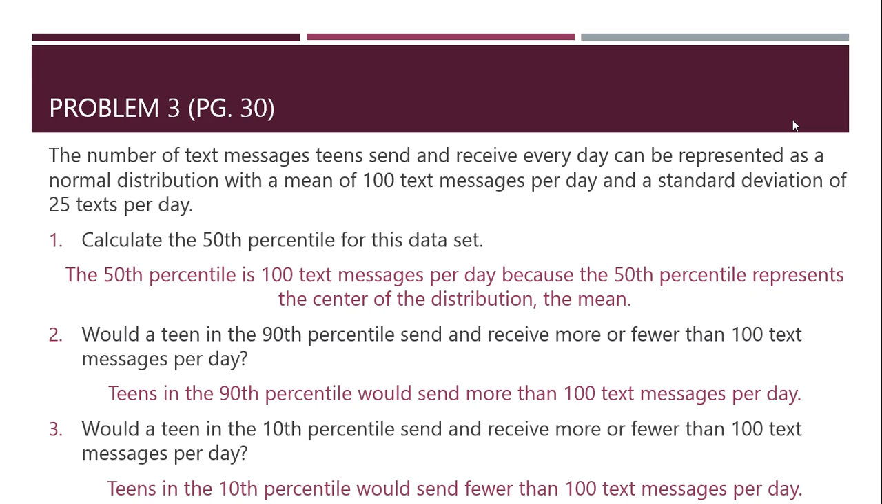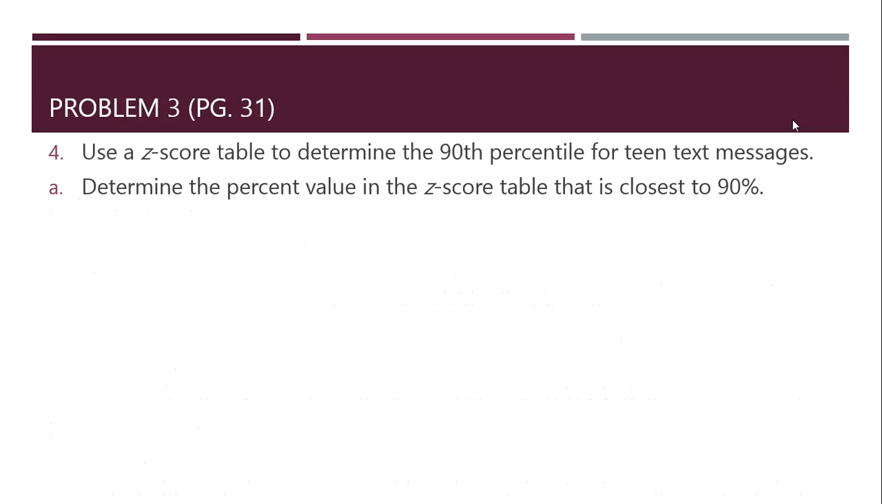So armed with this information, let's take this a step further. What if I wanted to know specifically how many text messages are sent for that 90th percentile text messenger? Before you get too crazy, you're going to use your z-score table. You're going to want to pull that out. And first, you want to know the percent value in the z-score table that is closest to 90%.